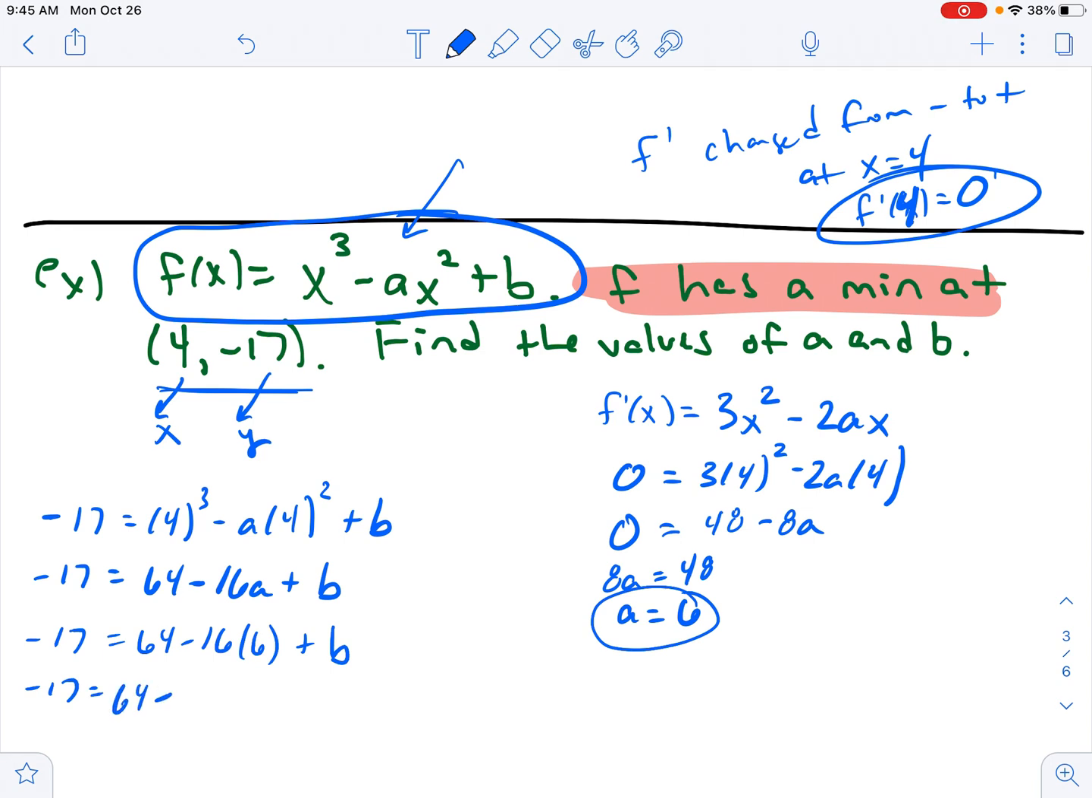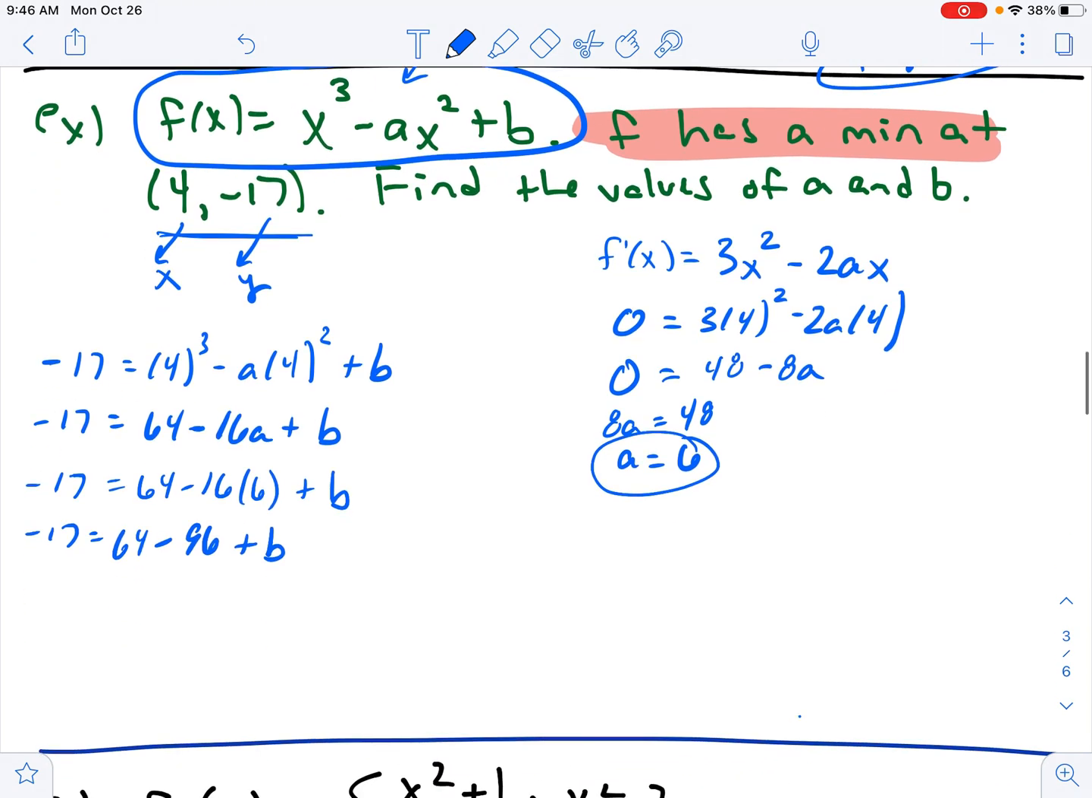And let's see, negative 17 is 64 minus 96 plus b. 64 minus 96, I want to say is negative 32, but I'll verify. Yes. And adding the 32 over, and we're looking at what? 15.